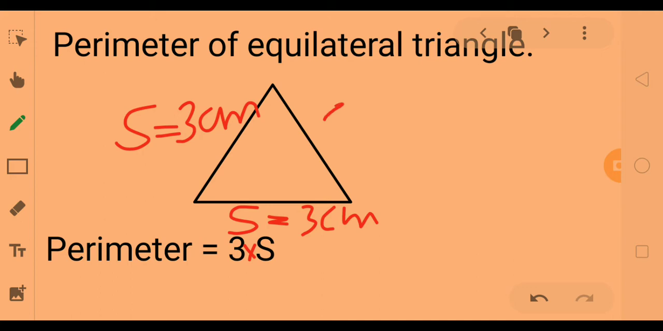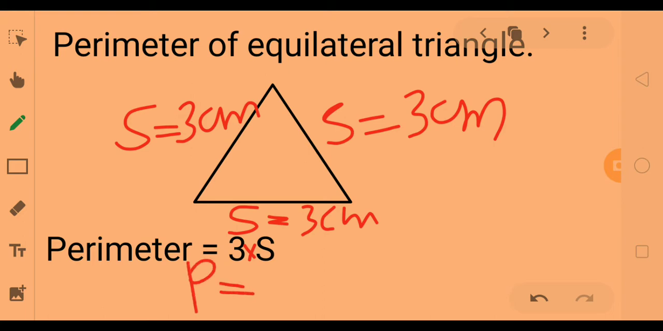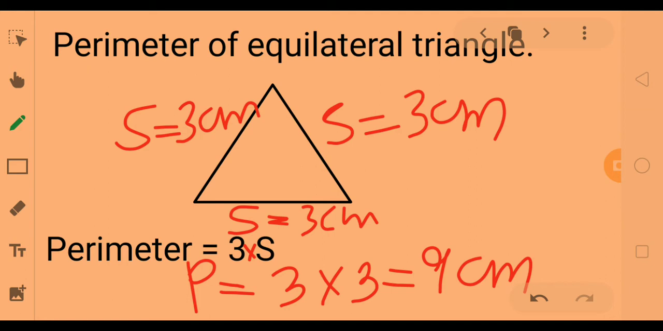This side is 3 centimeter and this side is also 3 centimeter. Now in order to calculate the perimeter, the formula is given as 3 times side. So the perimeter of this particular equilateral triangle, according to the formula, is 3 times side. 3 times 3 is equal to 9.